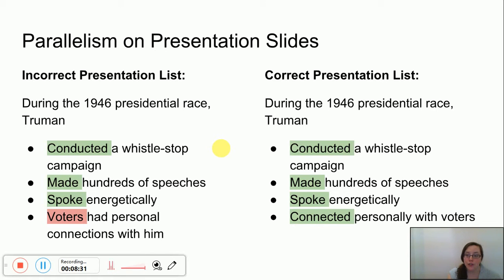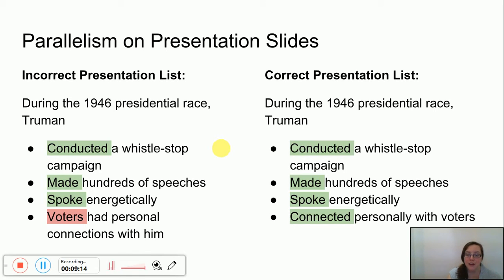The places to look for parallelism and to check for parallelism: if you're writing a list, check for parallelism there. This unit, we don't have a formal essay, so we don't have a thesis statement. However, if you're writing a thesis and you're listing out multiple topics in your thesis, you want to make sure that they have a parallel structure, because if any sentence in your paper is the best sentence it can be, it should be your thesis statement. If you have a complex sentence and it has multiple elements that relate to the same subject, multiple subjects that relate to the same verb, check those and make sure that they have a parallel structure as well.